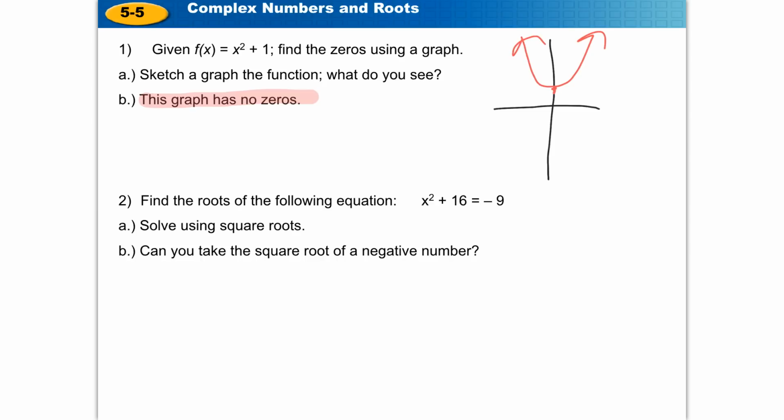Here's another example. If we have this problem right here, x squared plus 16 equals negative 9, and we want to solve for x squared, we need to get rid of the 16, so we subtract it from both sides. Then we have x squared equals negative 25. Now we can take the square root of both sides, and if you were to type this in your calculator, it would probably tell you error or non-real answer. But we're going to learn how to solve this today.